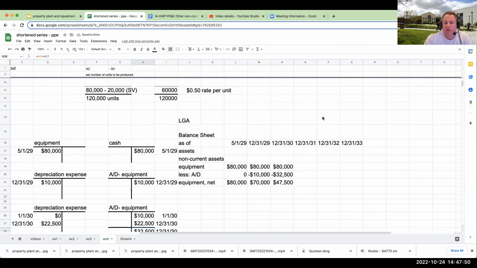Now, when it comes to recording this as a journal entry, it's really going to be the same thing that we were doing before. So here I'm debiting depreciation expense and crediting accumulated depreciation on the equipment. We'll call this debit, credit, and we'll do this as of 12/31/29.